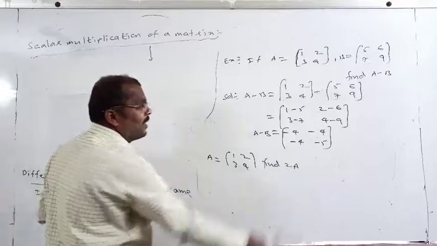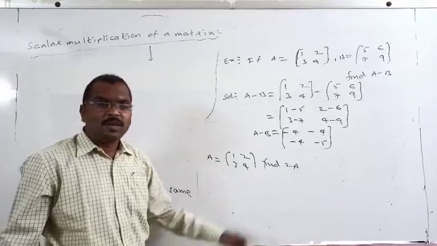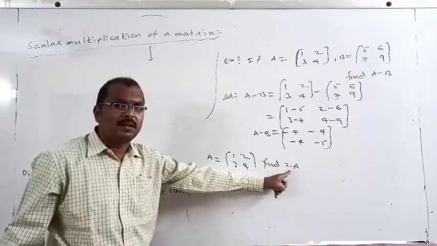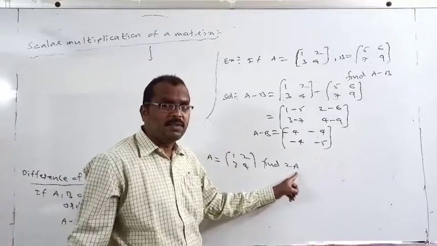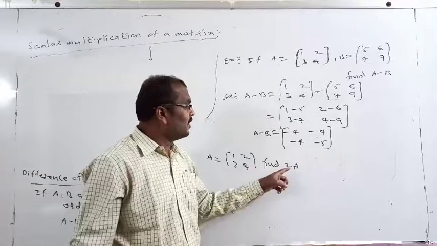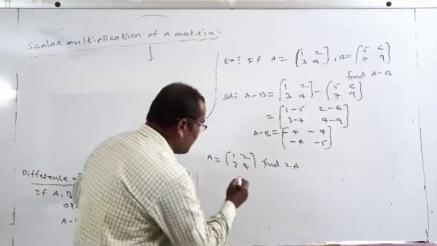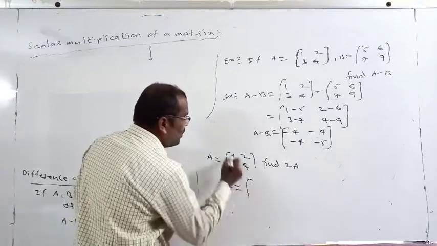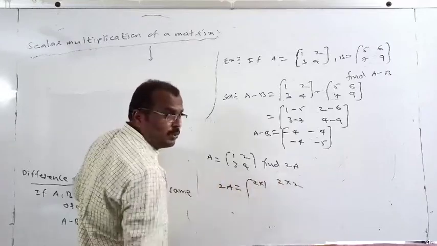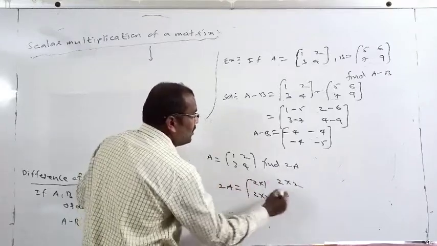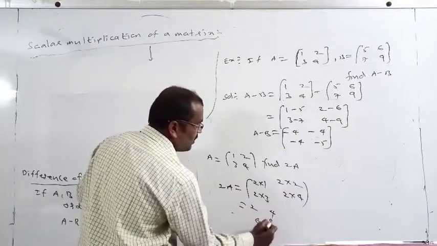So, we are saying the product of a number and a matrix. How can you multiply the matrix and number? Now we are going to learn the product of number and matrix. So, very easy. What about 2A? 2 into 1, 2 into 2, each number should be multiplied by 2. 2 into 3, 2 into 4. So the answer is 2, 4, 6 and 8.